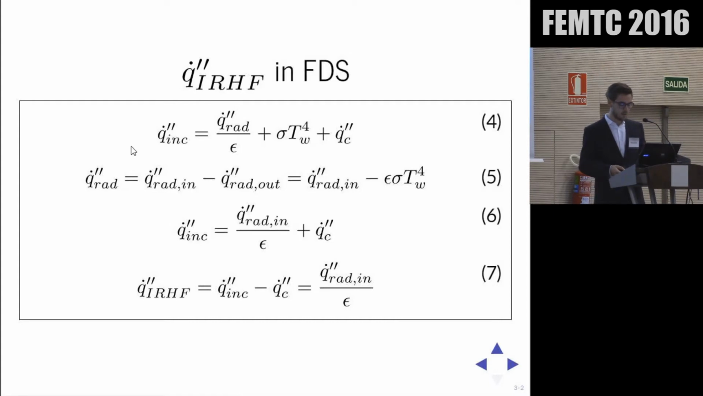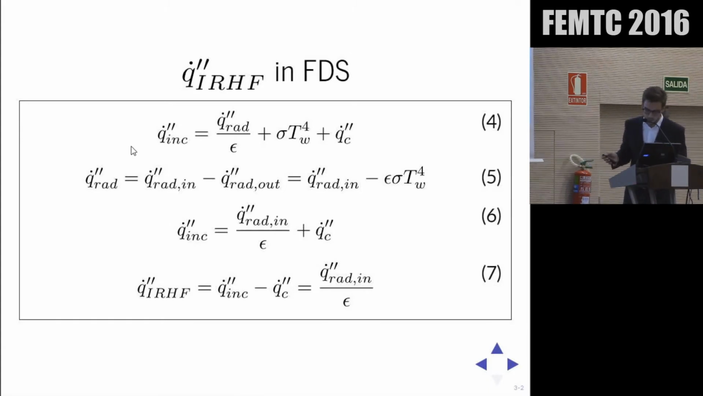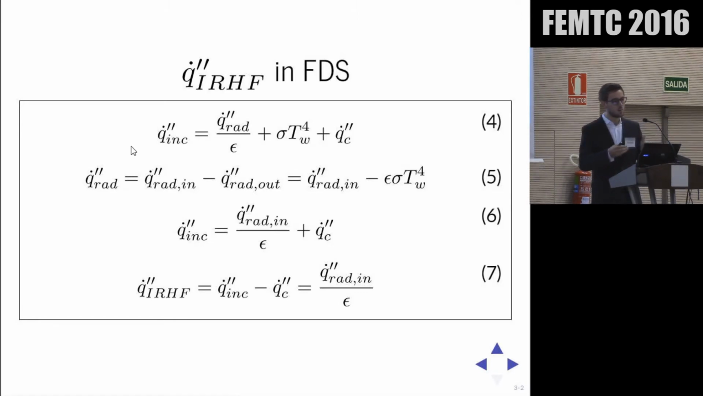which is the sum of the incoming radiation and convection, including outgoing radiation. And there is also a quantity called the radiative heat flux down here, which is given by the sum of the incoming and outgoing radiation. So by substituting equation 5 into 4 enables one to see the incident radiation as in equation 7 here.